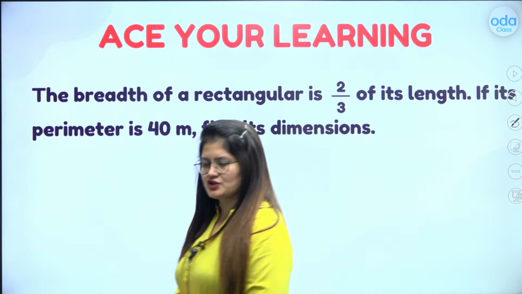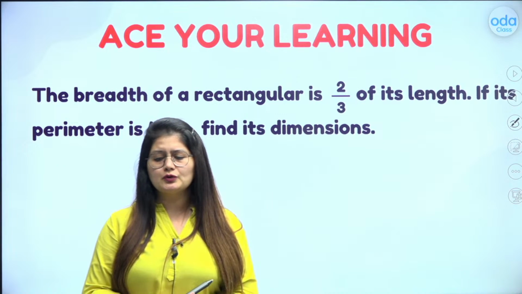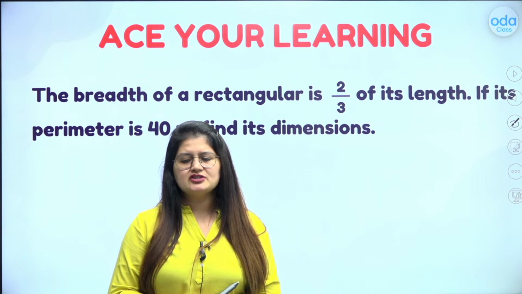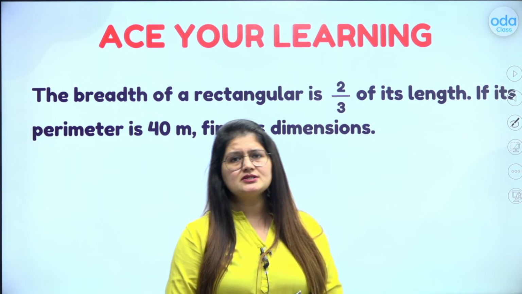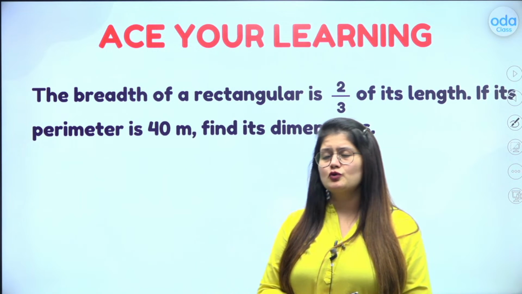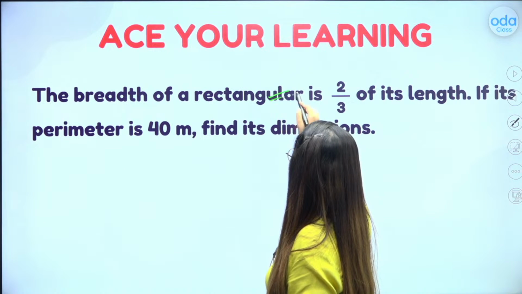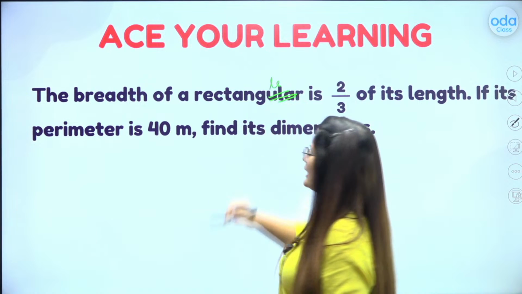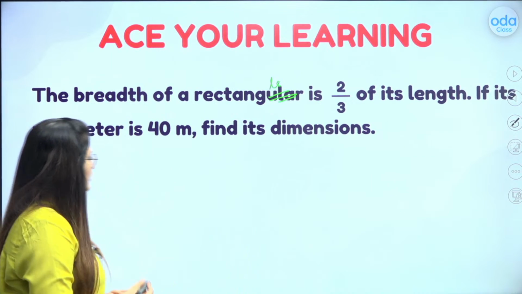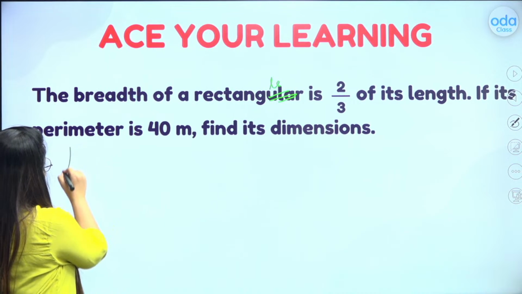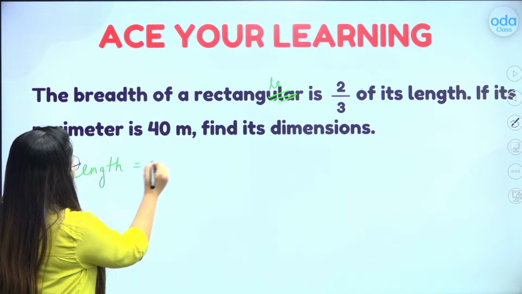The next question says the breadth of a rectangle is 2 by 3 of its length. If its perimeter is 40 meters, find its dimensions. So the breadth of a rectangle is 2 by 3 of its length. Here what we are going to do is take the length as x.